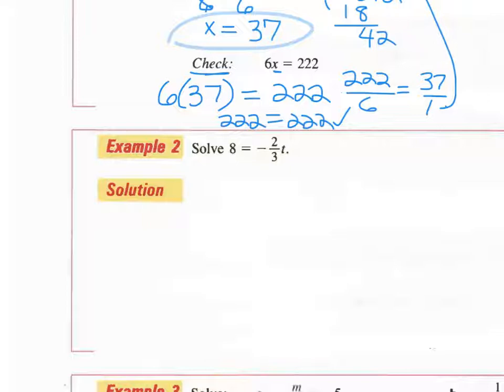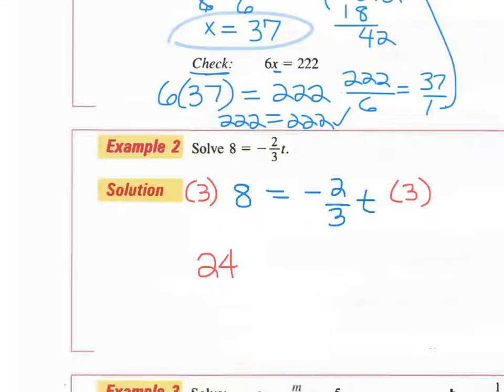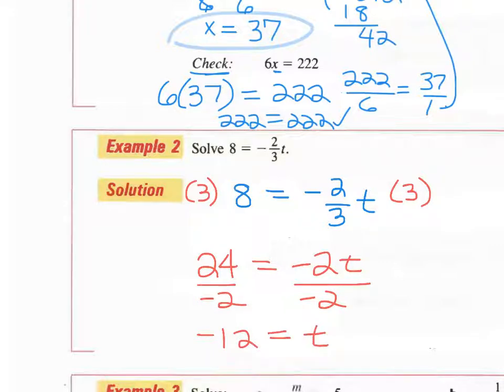So if I take my question, 8 equals negative 2 over 3t, and I multiply both sides by the denominator, I now get 24 is equal to negative 2t. Now I have a multiplication equation that I can divide both sides by negative 2 and get negative 12 equals t. And I can flip it around and I can show that t equals negative 12.